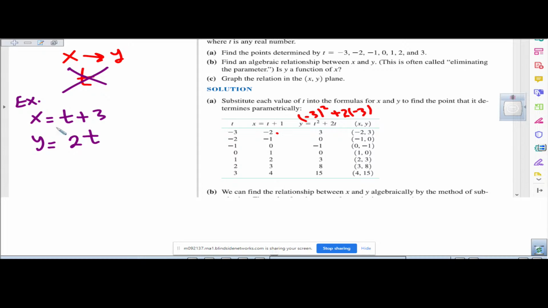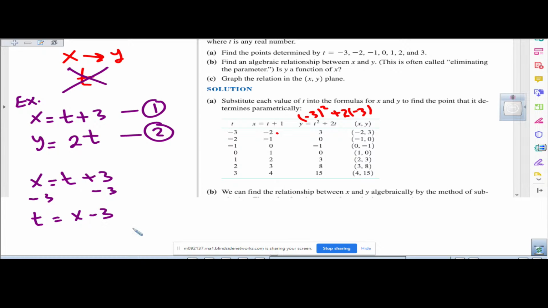So to eliminate the T, I really have to separate this first one here. This is equation number 1, equation number 2. I want to separate the T in the first equation. By the way, it doesn't matter which one you pick. Just pick the easiest one. My easiest one right now is the first one. So I'm going to say X equals T plus 3, and I'm going to subtract 3 from both sides. So T right now for me equals X minus 3.